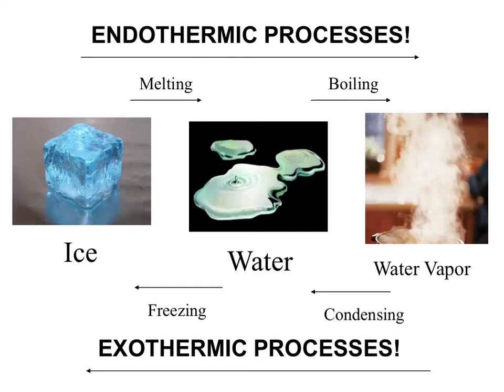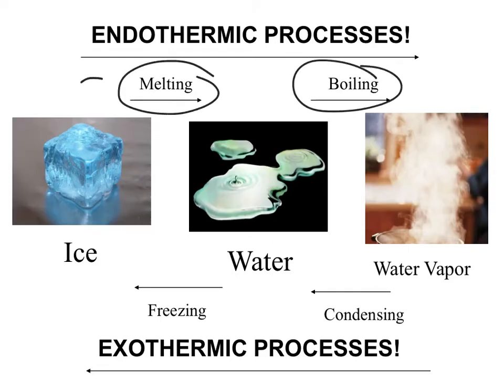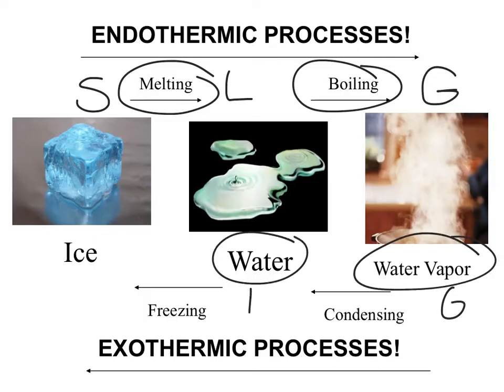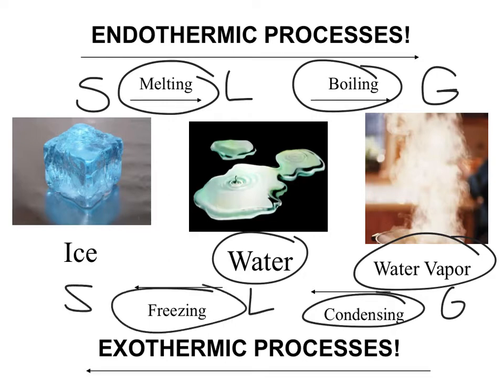This is all the vocab that you're expected to know, but again, if you don't know, you are expected to know what melting and boiling is. Remember, melting is going from solid to liquid, and liquid to gas is boiling, and then vice versa. If you're going from gas to liquid water, that's called condensing, and liquid to solid is called freezing. Remember which is endo and which is exothermic.